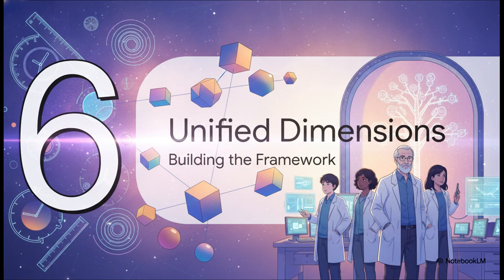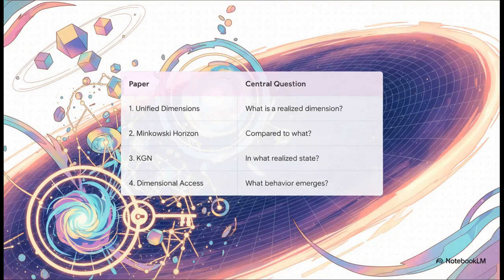Finally, Section 6, the Unified Dimensions Progression, Building the Framework. Remember, this paper is intentionally focused on ontology, laying down the hardcore conceptual foundations before we ever touch the complex math. So let's see how this all builds. Paper 1 tackled the foundational question: what is a realized dimension? Now, Paper 2, which we've just unpacked, introduces the Minkowski horizon to answer, compared to what? And that sets up a perfect launchpad for Paper 3, which introduces the KGN framework to mathematically ask, in what realized state? Finally, Paper 4 will ask, what behavior actually emerges from that state?